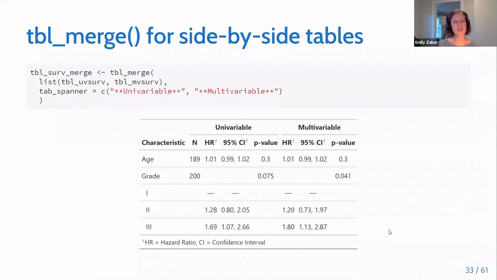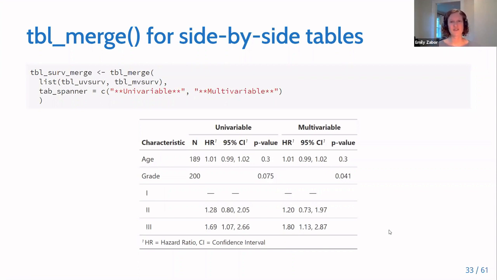And now using table merge, we just pass a list of the names of the tables. So I saved the univariable table as this first object name and the multivariable as the second object name. And then using the tab spanner argument, we can say what text we want to go above the results from each of those tables. By default, it just numbers them in order. So if you didn't specify anything to the tab spanner argument, you would get table 1 over the first object you pass to the list and table 2 over the second object you pass to the list. And there can be more than 2. It can be 3, 4, however many you want to combine, and it would just number those in consecutive order.